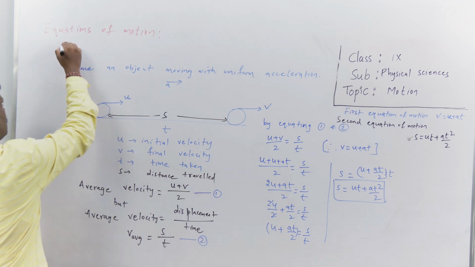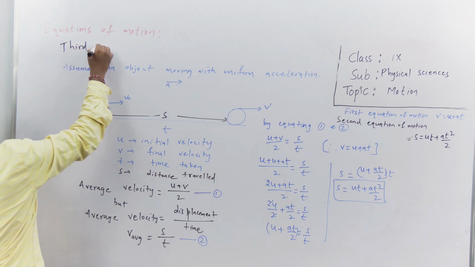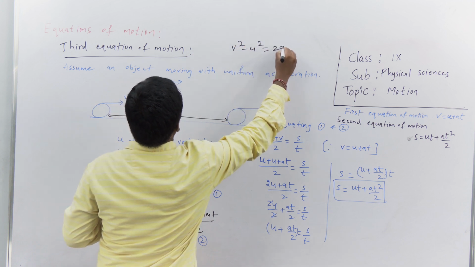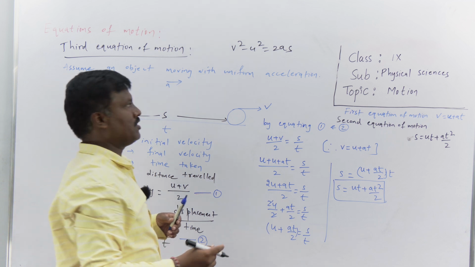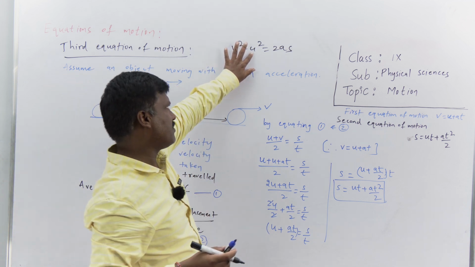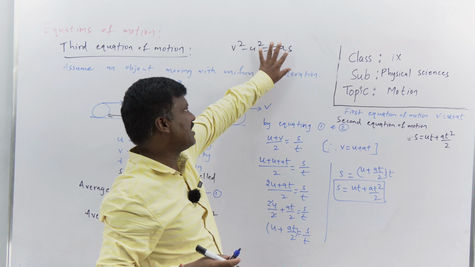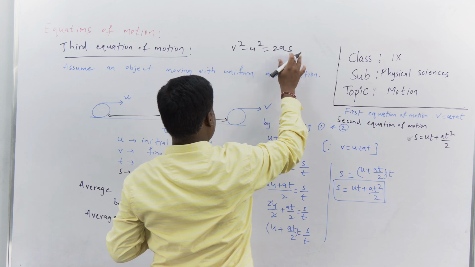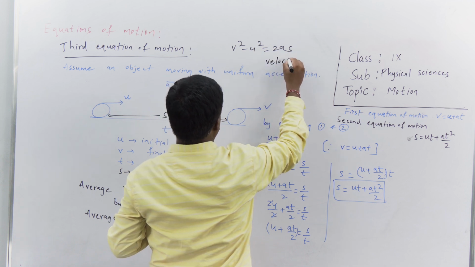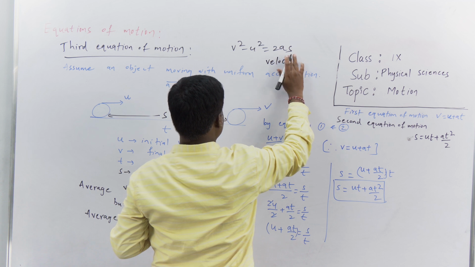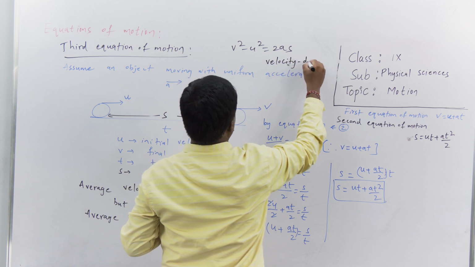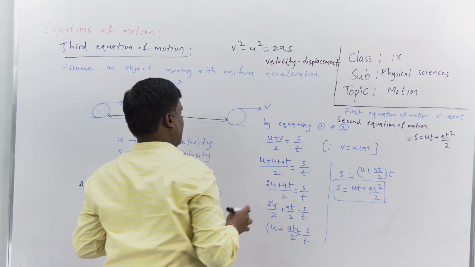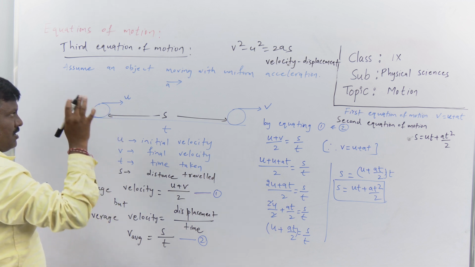Now we are going to talk about the derivation of the third equation of motion. What is that? v square minus u square is equal to 2as. This is the third equation of motion. v stands for final velocity, u stands for initial velocity, a stands for acceleration, s stands for displacement. So this formula especially gives the relation between velocity and displacement. That is why this third equation of motion is also called the velocity displacement equation. To find the velocity and displacement, we use this formula.